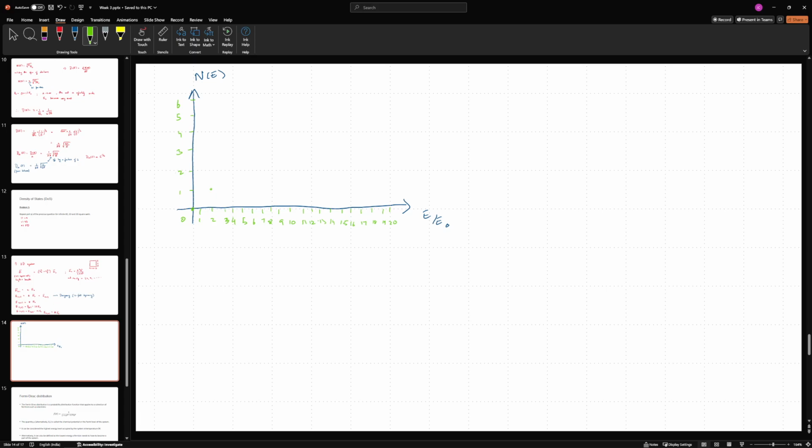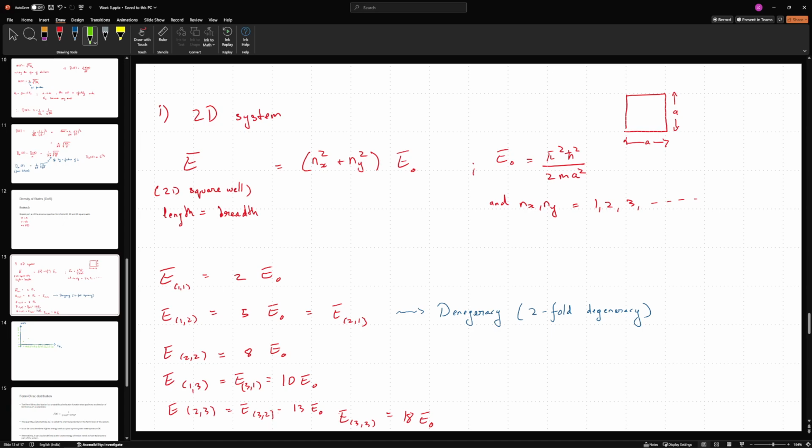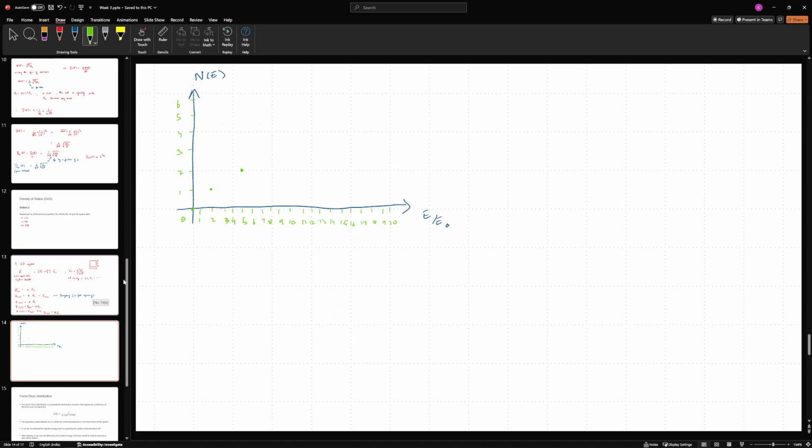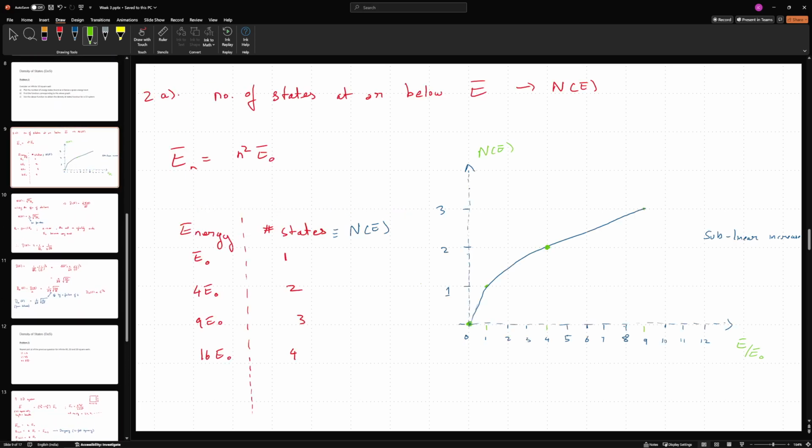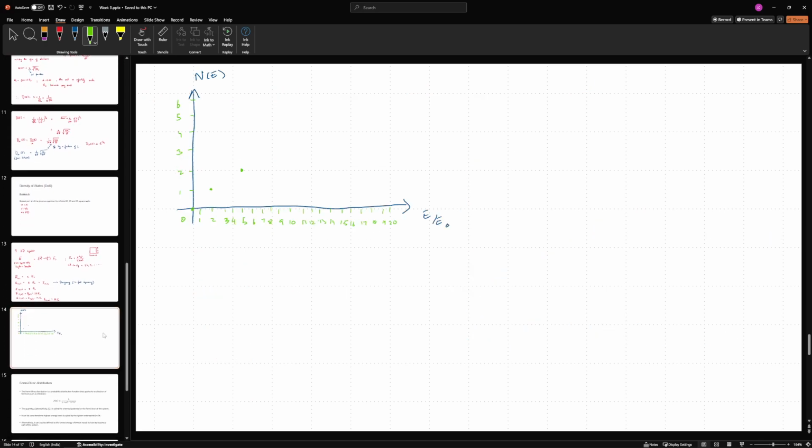At 2 E naught, I have one energy level. And from there, I go to the next energy level, which is at 5 E naught. Then the next one is at 8 E naught. Now, notice that for the 1D case, this graph progressed very smoothly. I always took steps going to the next square number: 1, 4, 9, then 16, and so on. Now, the jumps are occurring rather irregularly. But it doesn't matter. You'll pretty soon see what is happening.